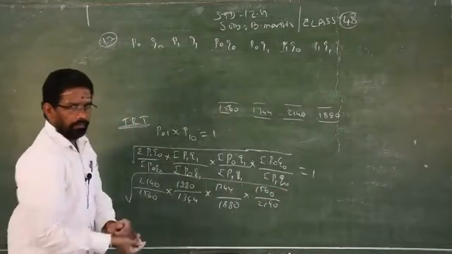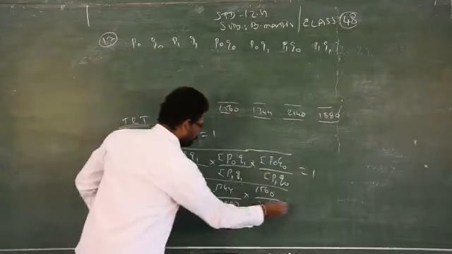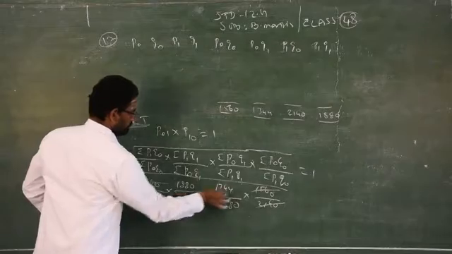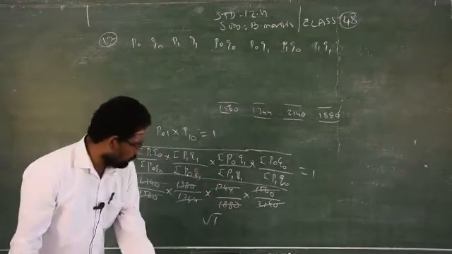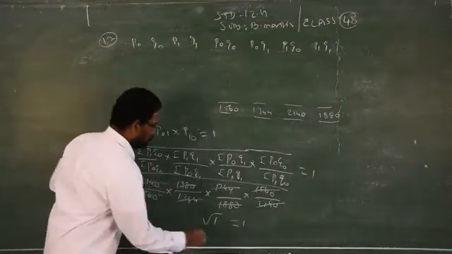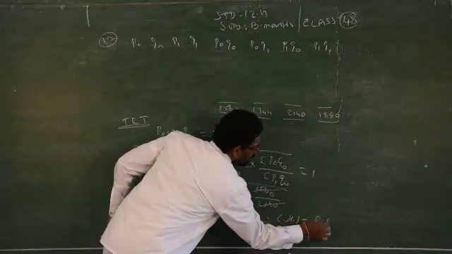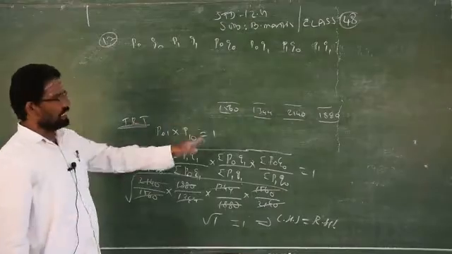I told you already when I explained the formula, you just have to go for cancellations. So everything cancels, you will get what? 1. Square root of 1. What is square root of 1? Square root of 1 is 1. So which implies LHS is equal to what? RHS. We proved. Time reversal test is satisfied.